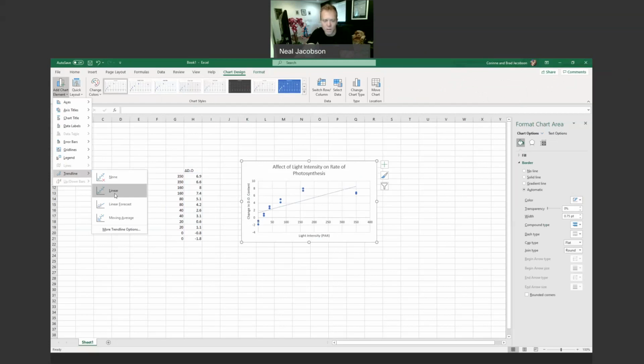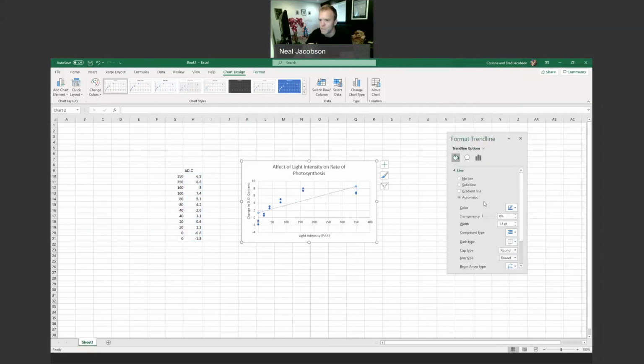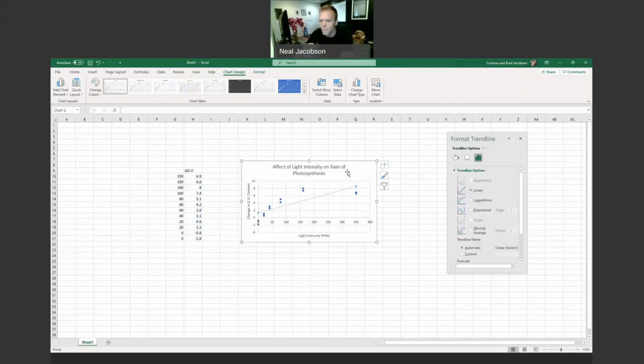Linear doesn't really work because it's not shaped like a line, it's shaped like a curve. We've got linear forecast, moving average. None of those look good. So let's go more trend line options. And we'll come over here. What happened to my trend line options? Standby. Trend line. There we go. Okay. I don't know why it didn't show me this the first time.